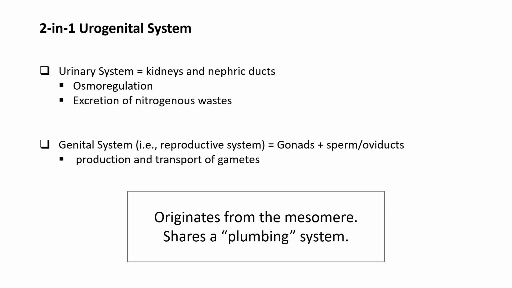In this lecture, we'll take a look at the confusing system of ducts and tubes that drain the wastes as well as the sexual products of vertebrates. In short, the urogenital system. This organ system is a two-in-one system.